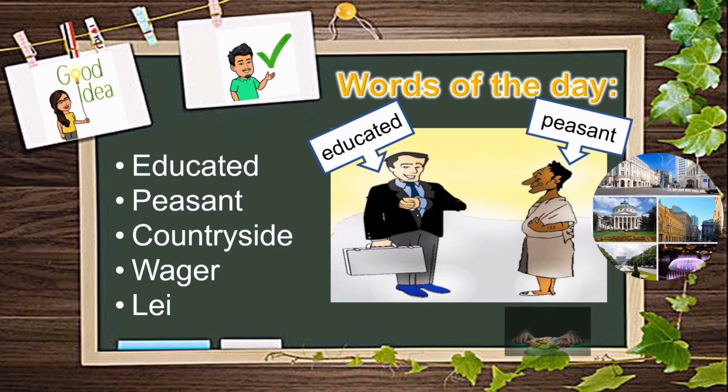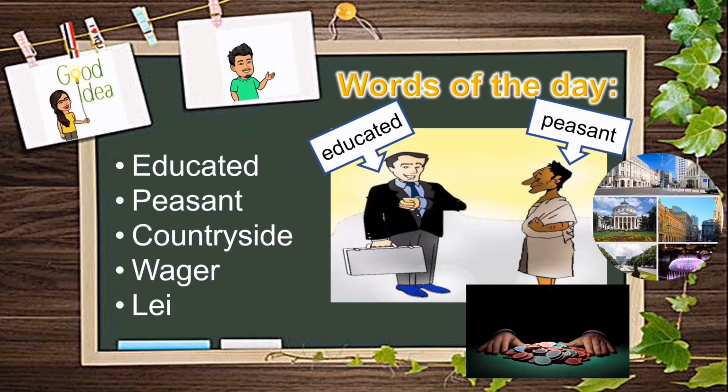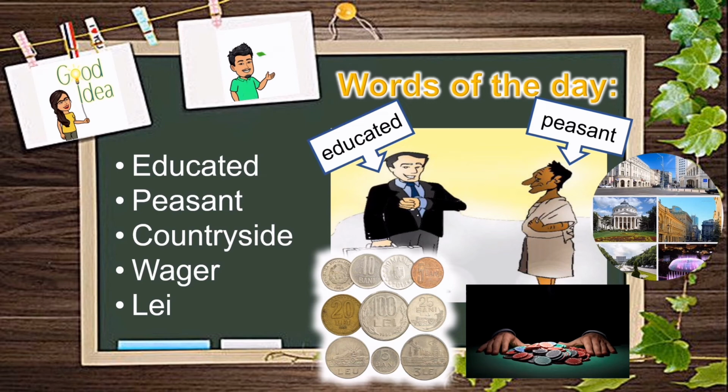Wager is something that you do when you bet on something. Ito yung pustahan in Filipino. Lay is money. Romanian money actually. So, sa Pilipinas, mayroon tayong peso. Sa Romania, mayroon namang lei.